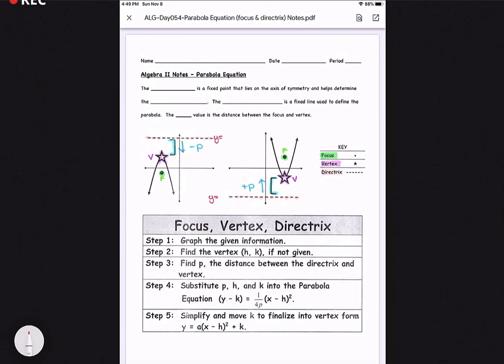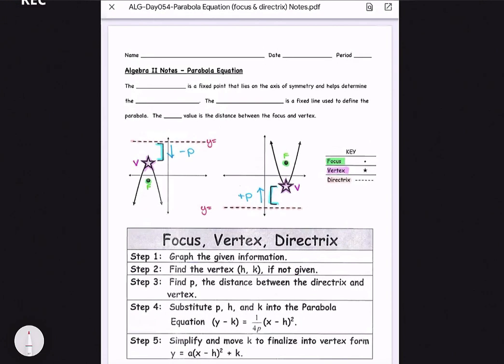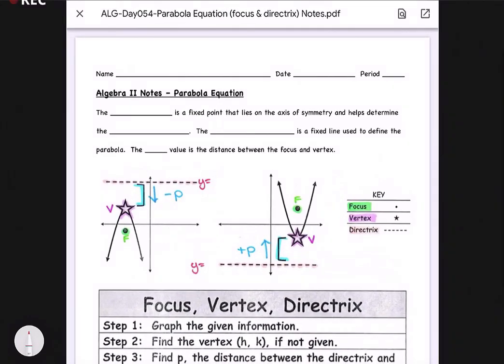Welcome to our lesson today on the parabola equation, specifically talking about the focus and directrix. So a couple notes before we do some examples.